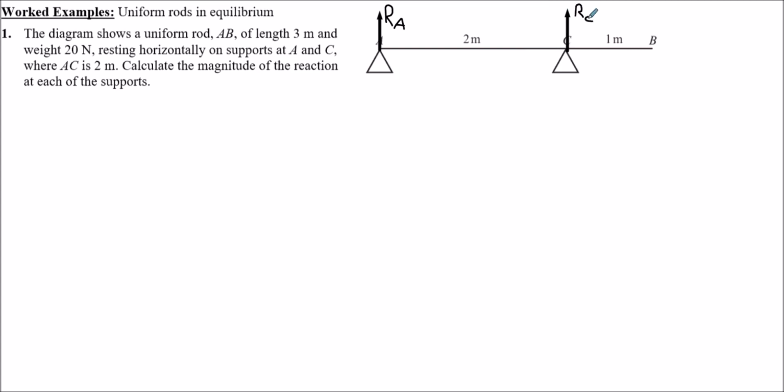Now, if we remember from before, if something's in equilibrium, which it is, then the sum of forces in any direction is 0, as is the moments, either clockwise or anti-clockwise. The overall resultant moment will be 0 about any given point. So if we now consider this point A, moments about A.